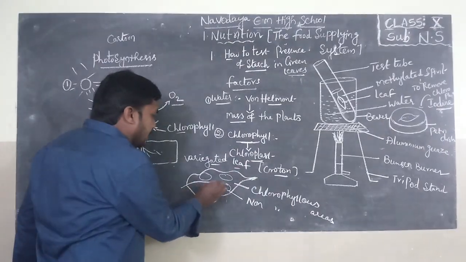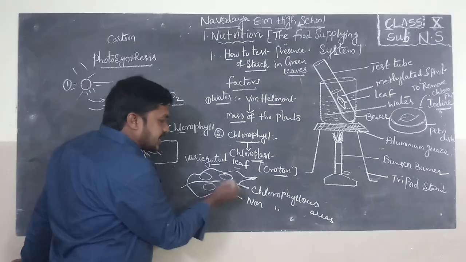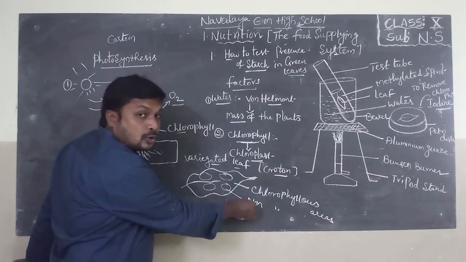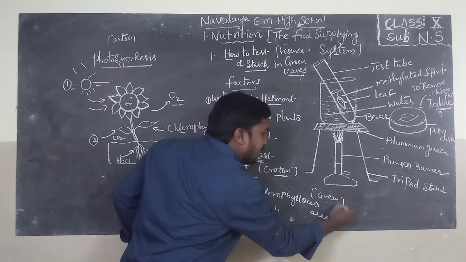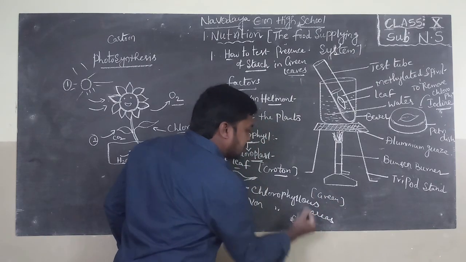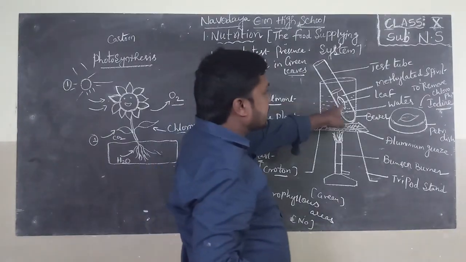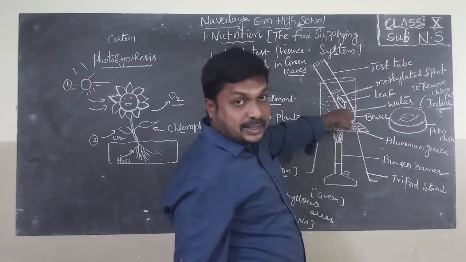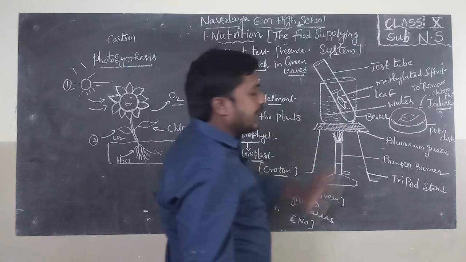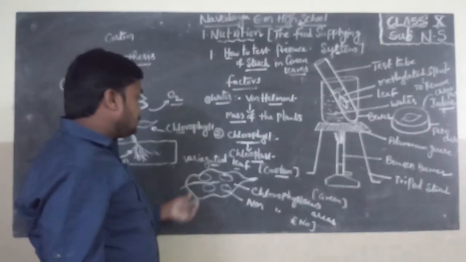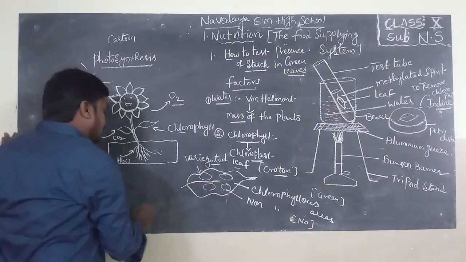So you have to take a croton leaf from a variegated plant, and this leaf must contain chlorophyllous areas and non-chlorophyllous areas. Chlorophyllous areas means which have green color. Non-chlorophyllous areas means which do not have green color. You have to keep the leaf in a test tube which contains methylated spirit, as I explained in the previous class. After that you have to add some drops of iodine solution to the leaf.